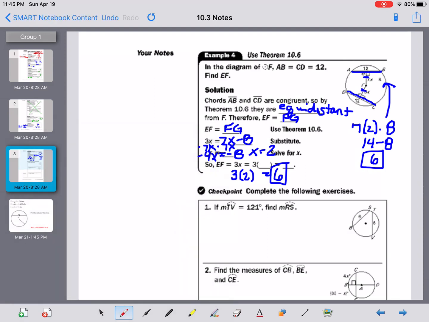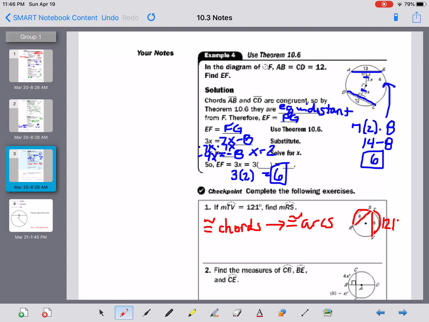All right, number 1 here. If the measure of arc TV over here is 121, they want me to find the measure of arc RS over here. So quick reminder, I'm in one circle, so I don't have to look for equal circles. And I notice that I have congruent chords because both SR over here is 6 and TV here is 6. If I have congruent chords, I have to have congruent arcs.